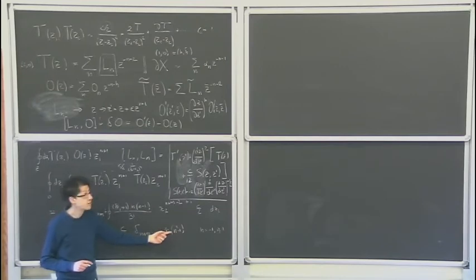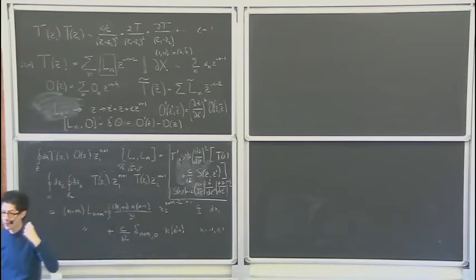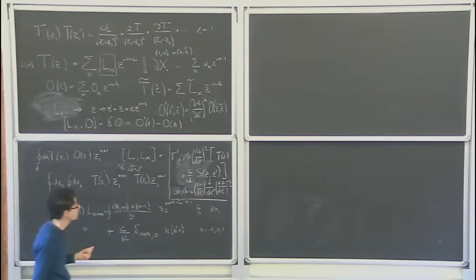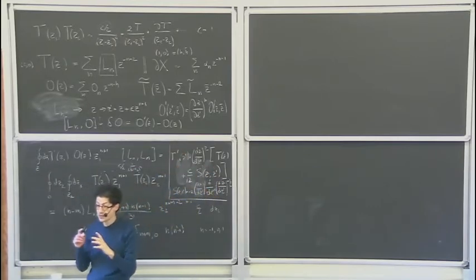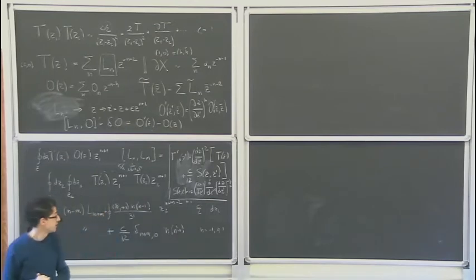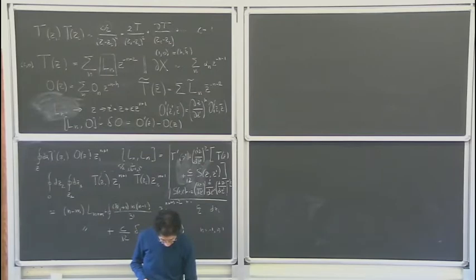So this is an example of something I mentioned briefly, the quasi-primary operator. It's an operator that transforms in the standard way for a subgroup of the conformal transformations, just the SL2 transformations, but it does not transform as a primary operator for the more general transformation. Very good. Any questions? Yeah, please.